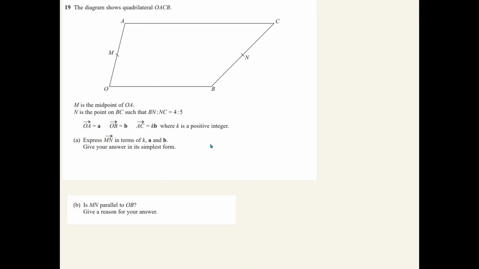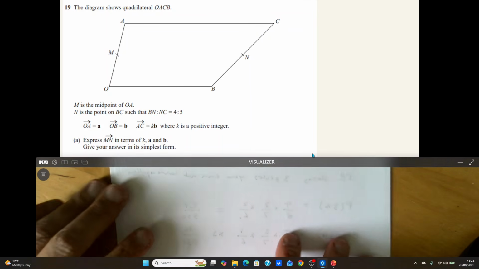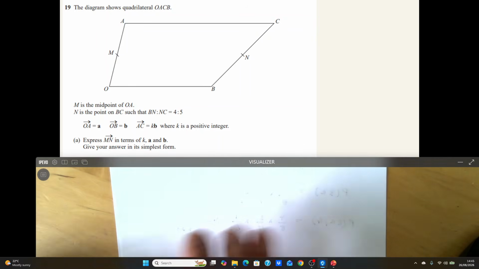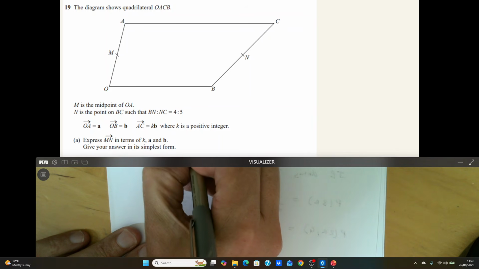It's a vectors question. It is taken from June 24, paper 2H, and it's question 19. So you should have done the question before I walk through it to make sure you understand what's going on. Right, so I've got to express MN. So what is MN?